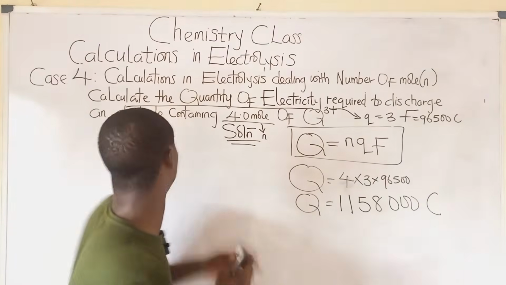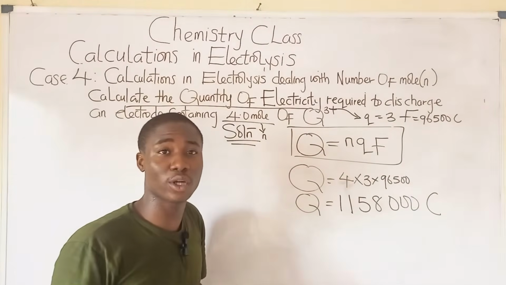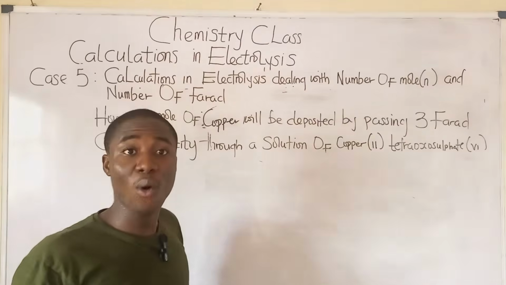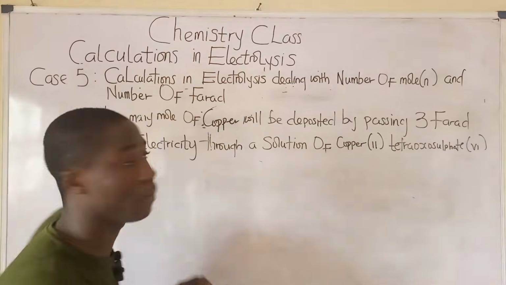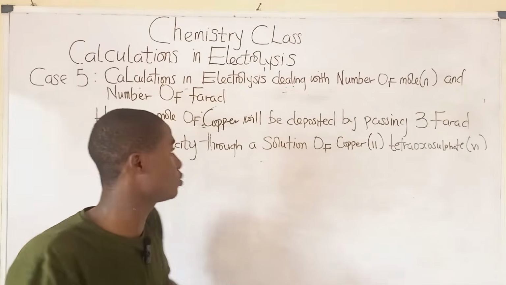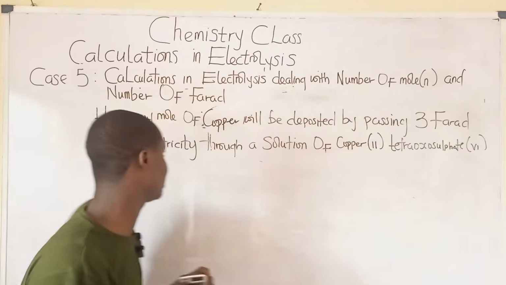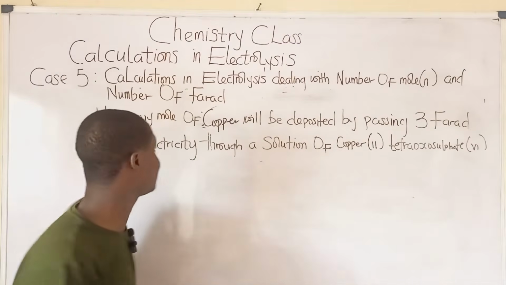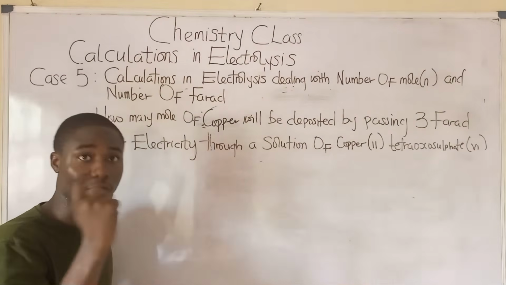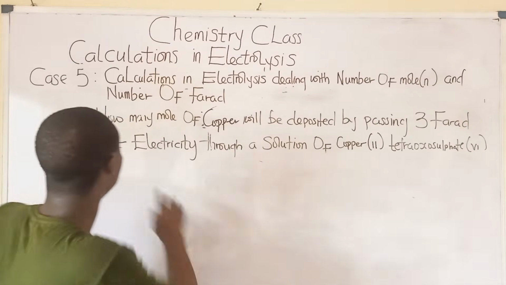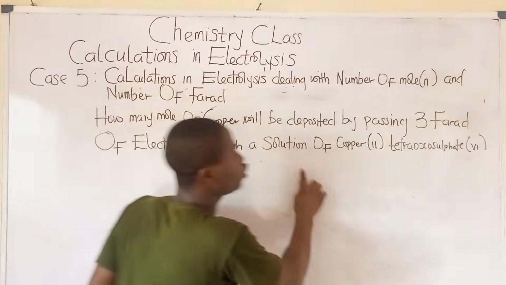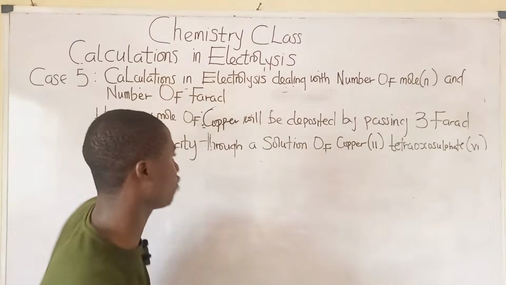So let's get into the 5th case in solving questions in electrolysis. Okay guys, let's get into the other case, which is case number 5. So the question says, how many moles of copper will be deposited by passing 3 farad of electricity through a solution of copper 2 tetraoxosulfate 6.